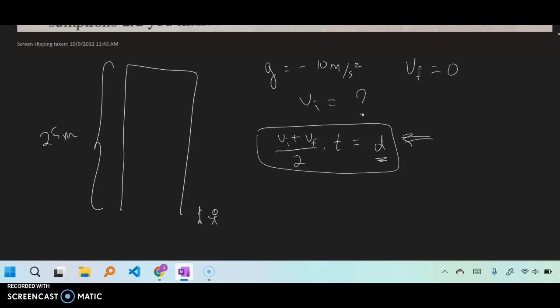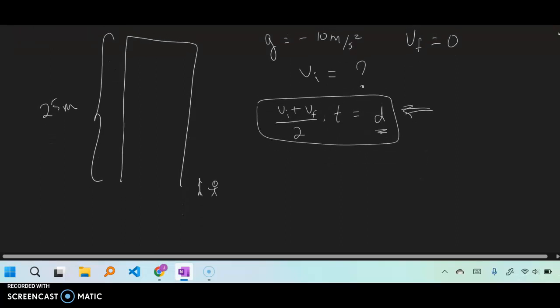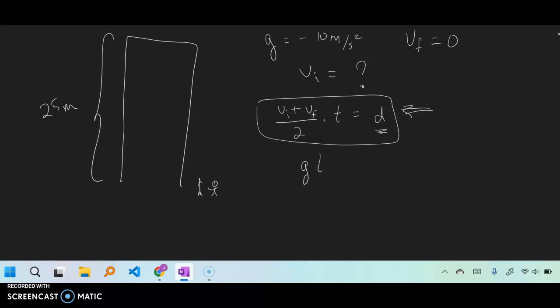So I'm going to say, well, all right, let me figure out what else I can do. Well, I know that if I take the acceleration times the time, that'll lead to a change in velocity. So if I take the initial velocity and I add it to the change in velocity, that will give me the final velocity. So I could write that this way.